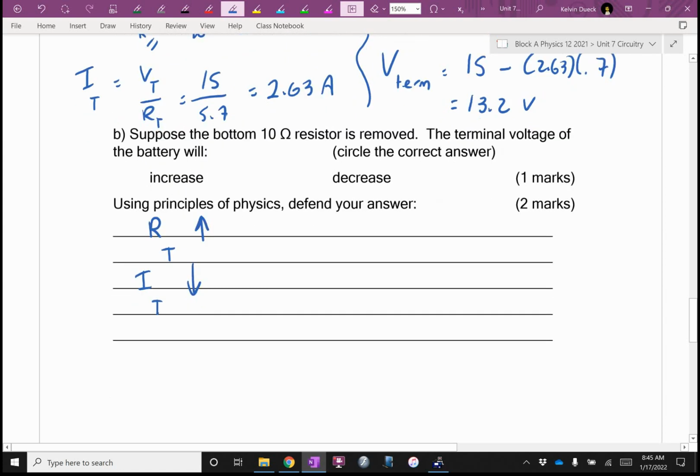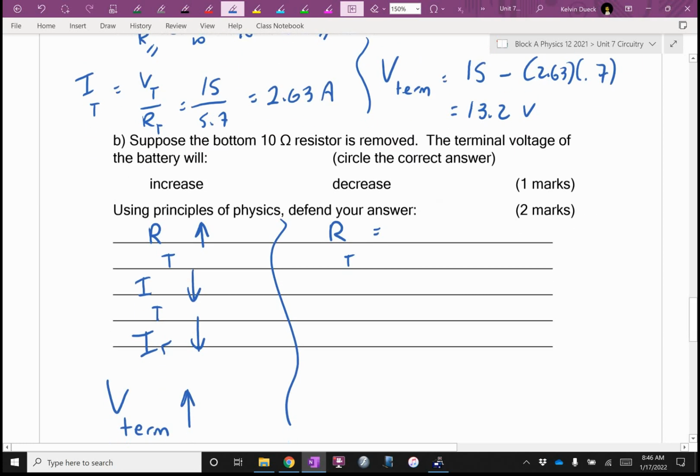And that means that I times little r, the voltage drop, will not increase, it'll decrease. The voltage drop going through the battery will decrease. And so the terminal voltage will actually go up. Instead of 13.2, it might be 13.5. Well, you know what? Or I could actually crunch it.